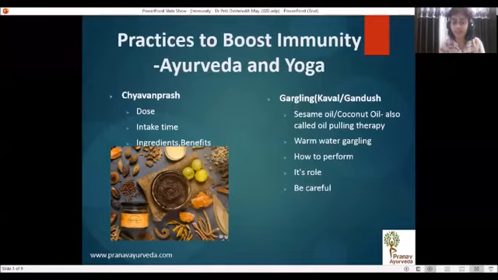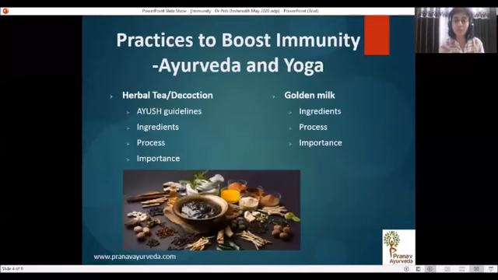Now be careful. Sesame or coconut oil pulling for a longer time can cause lipoid pneumonia. Warm water salt gargling more than 2 to 4 times in a day can cause calcium deficiency and high blood pressure. So, kindly avoid more salt water gargling throughout the day, that is, more than 2 to 4 times.